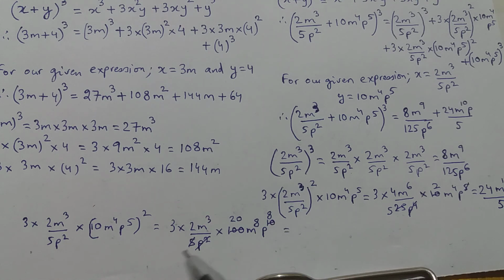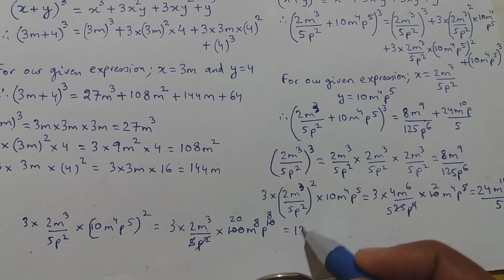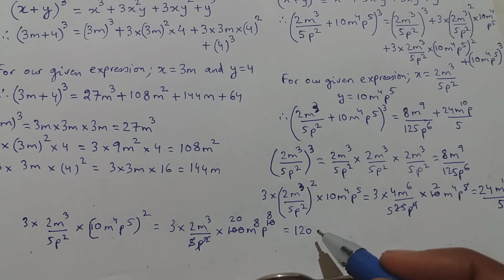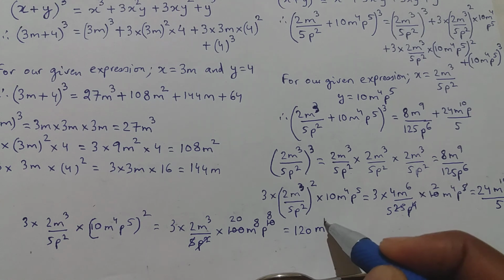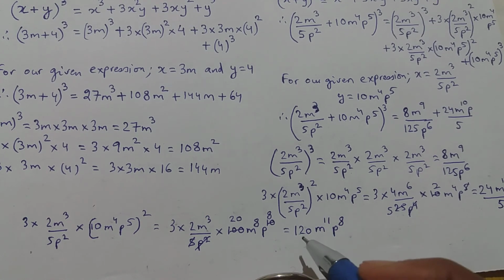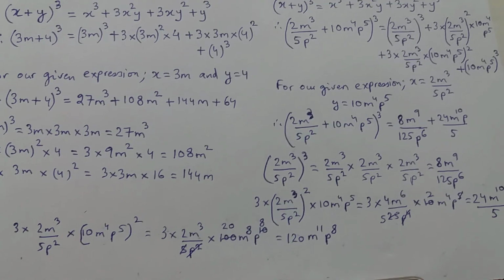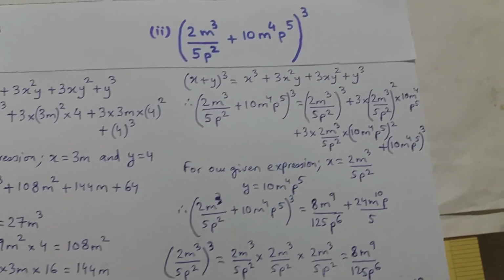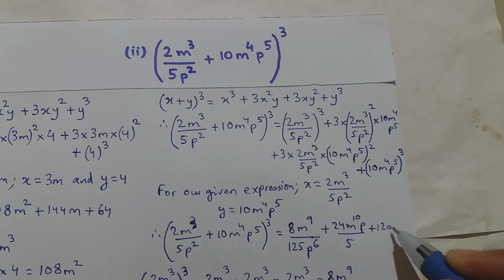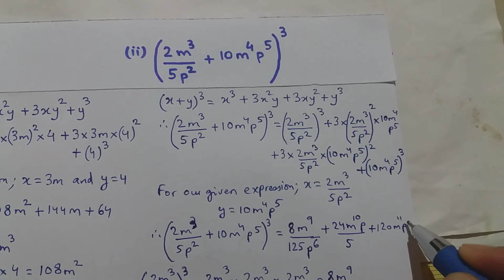So let us simplify this. So 3 2s are 6, 6 20s are 120. So it is 120. Now m cube into m to the power 8 is m to the power 11, and then we have p to the power 8. So it is 120 m to the power 11 p to the power 8. So we get 120 m to the power 11 p to the power 8.